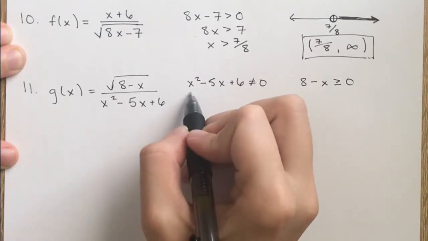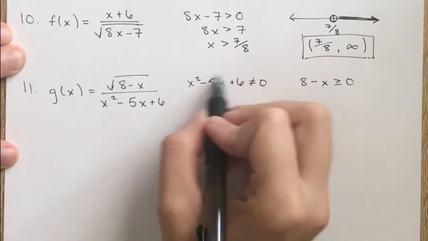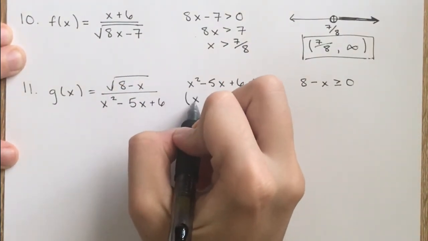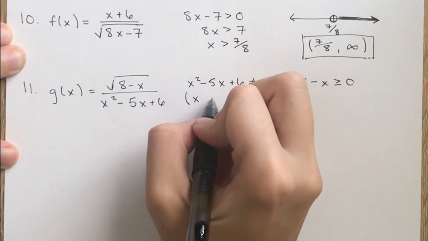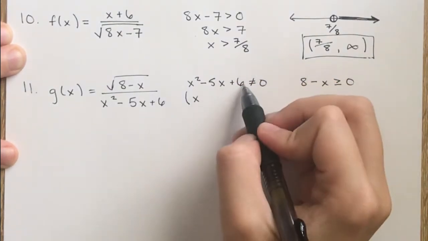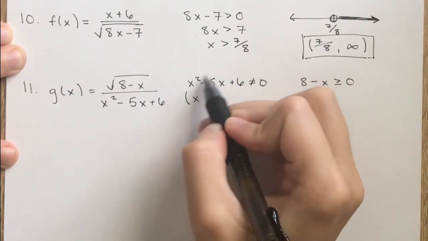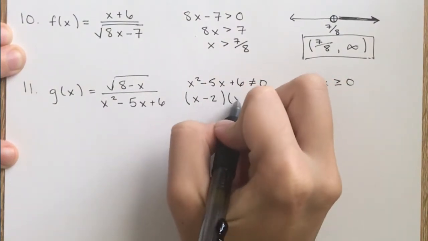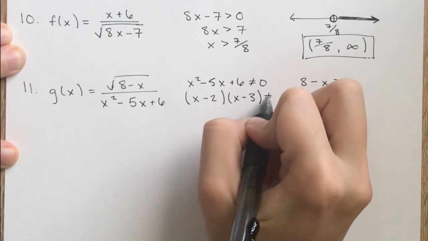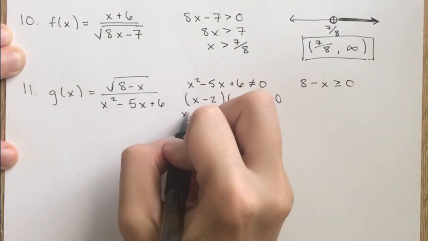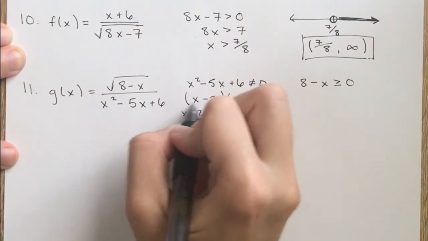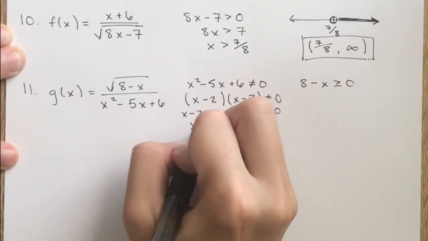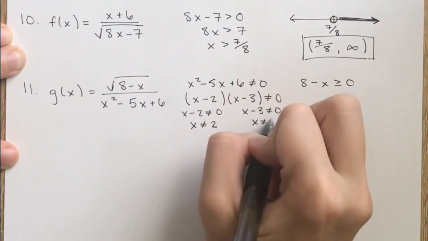Again, when solving a quadratic equation, we need to factor. We factor here, we get, we want something that multiplies to positive 6 and adds to negative 5. Sounds a lot like negative 2 and negative 3. We split them up because we know that it's only going to be 0 when either of these factors is 0. And we get x is not 2 and x is not 3.